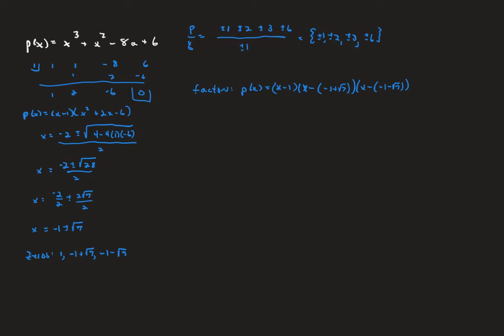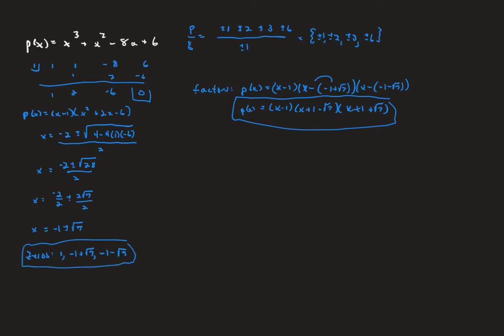Let me clean that up a little bit and get that p of x is going to be x minus 1, x plus 1 minus the square root of 7, and x plus 1 plus the square root of 7. So there are the zeros and factors for our polynomial. Okay, let's try another one.